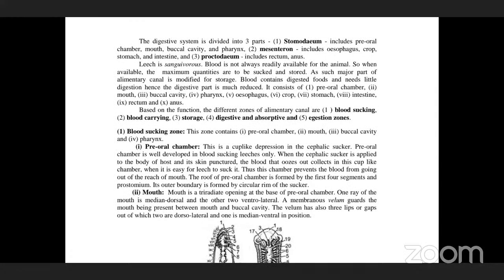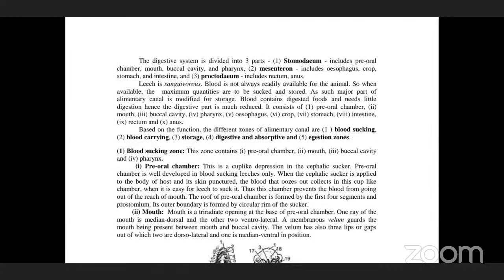So the stomodium has the preoral chamber, mouth, buccal cavity, and pharynx. Then mesenteron includes the esophagus, crop, stomach, and intestine. Then proctodium includes the rectum and anus. This leech mainly feeds on blood, and blood is not always readily available for the animal. Whenever it feeds, it has to suck the maximum amount of blood and store it. That's why it has a storage part called the crop.